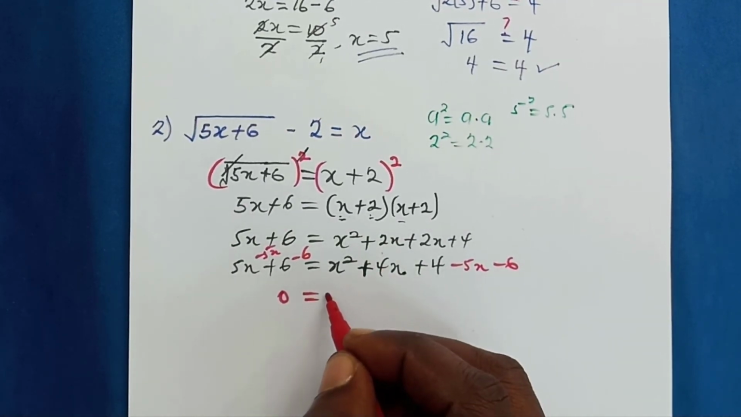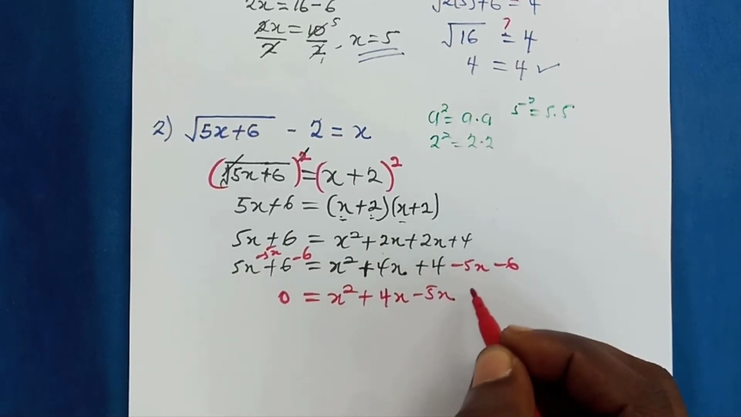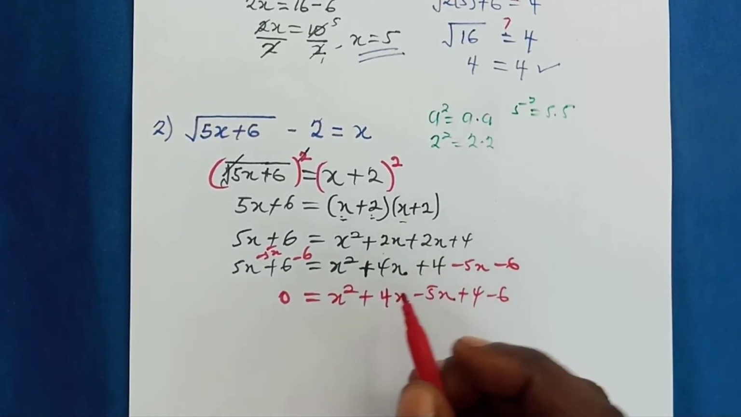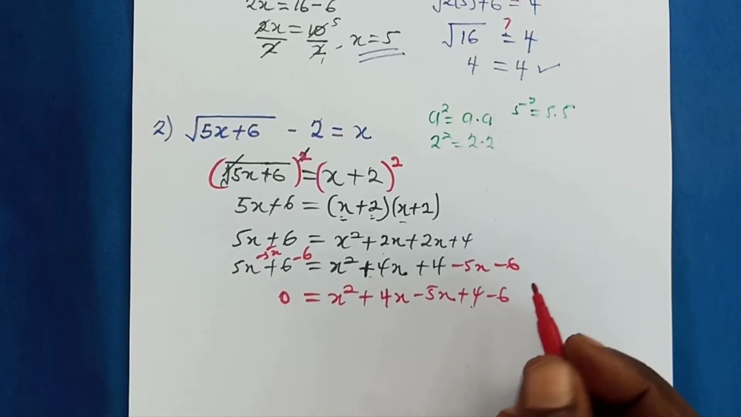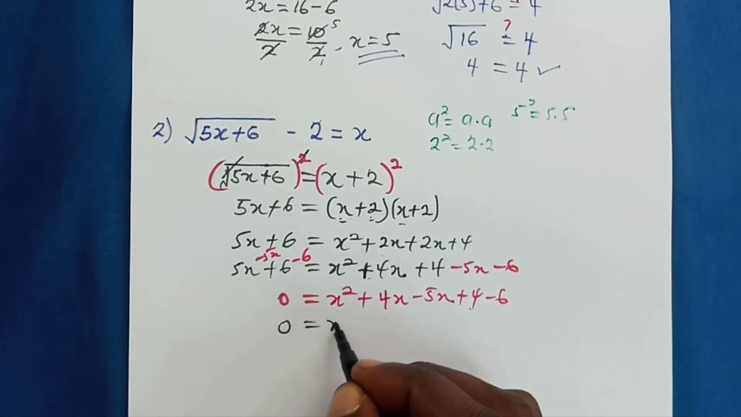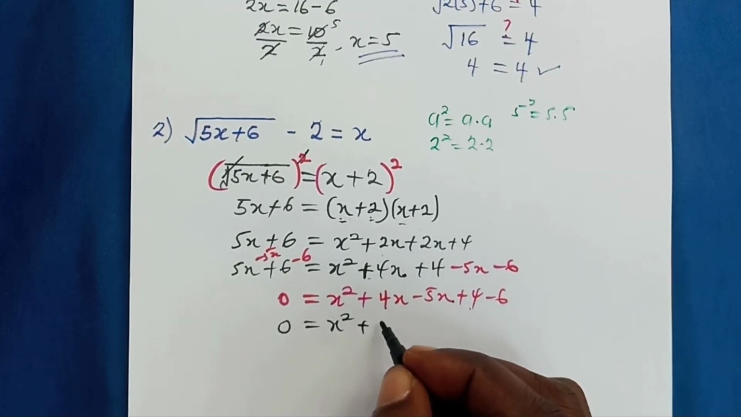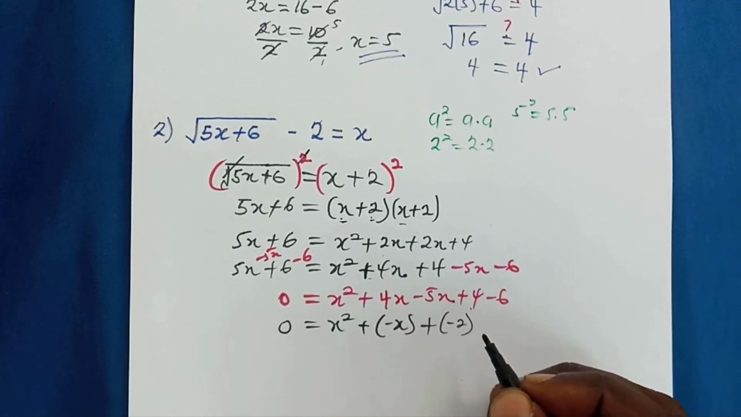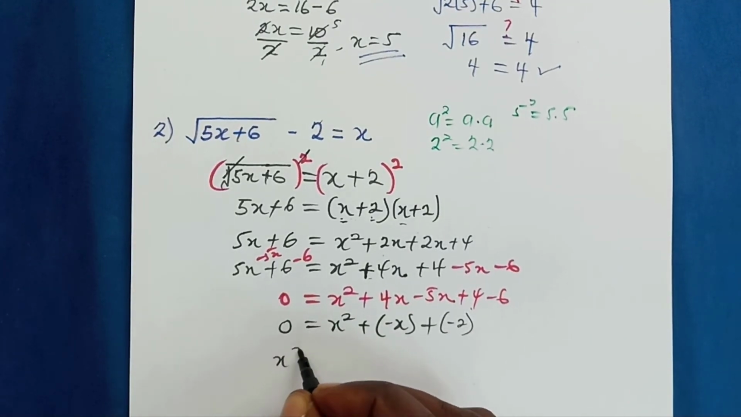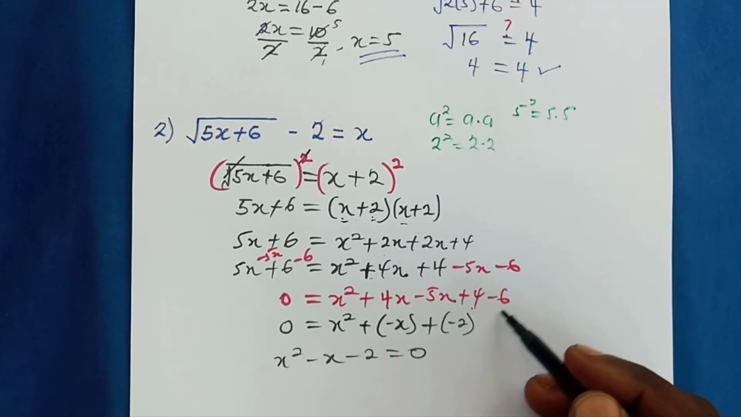This is equal to x squared plus 4x minus 5x, plus 4 minus 6. All right, so x squared plus 4x minus 5x would actually be minus x, and then plus 4 minus 6 would actually be what? Negative 2. We can rewrite this one as x squared minus x minus 2 is equal to 0. We can actually skip some of these steps.